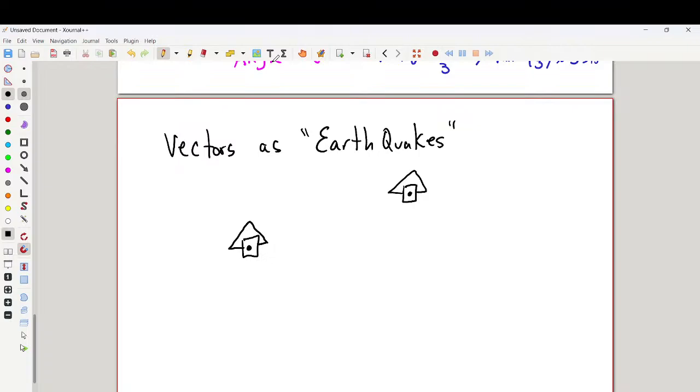So what is the vector that did this? Well, we would need some information. Suppose I say this earthquake shifted this 12 units that way, 5 units that way. Boom. There's the vector that created the shift. Okay. And I'll call that V. Vector V is 12, 5.